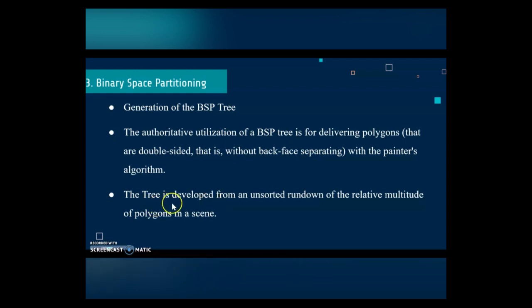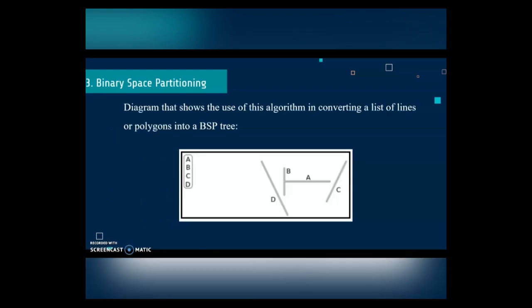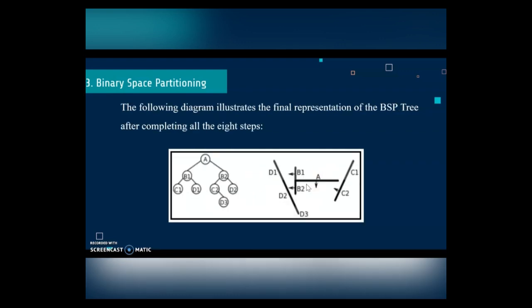The tree is developed from an unsorted list of all the polygons in a scene. This diagram shows the use of this algorithm in converting a list of lines or polygons into a BSP tree. Alright, so we start off like this. Okay, so we go to the next. Yeah, so this is the final representation of the BSP tree after completing all the steps. We have 8 steps, so I will explain it right now.